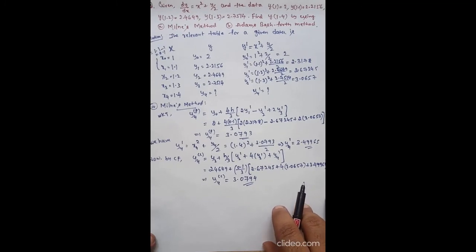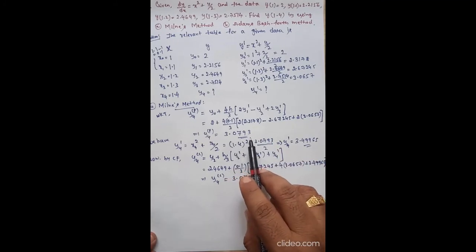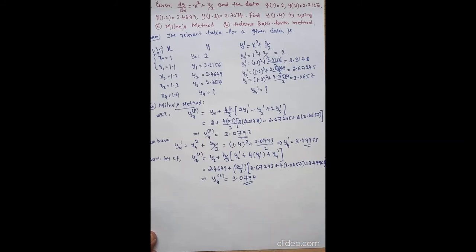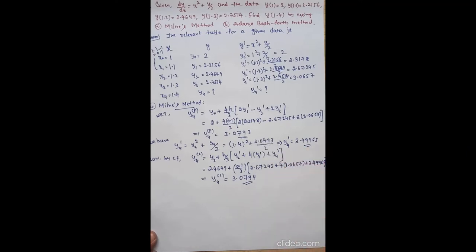And once we get a corrected value, check with the predictor. The predictor is 3.0793, corrector is 3.0794. So you should get an answer like this. If the predictor and corrector are different, there may be something wrong in your calculations. Whatever the predicted value will come, almost the same answer will come in the corrector formula. Now this is the first corrected value, and as I already told, in case of predictor corrector methods, the corrector formula we should apply minimum 2 times.